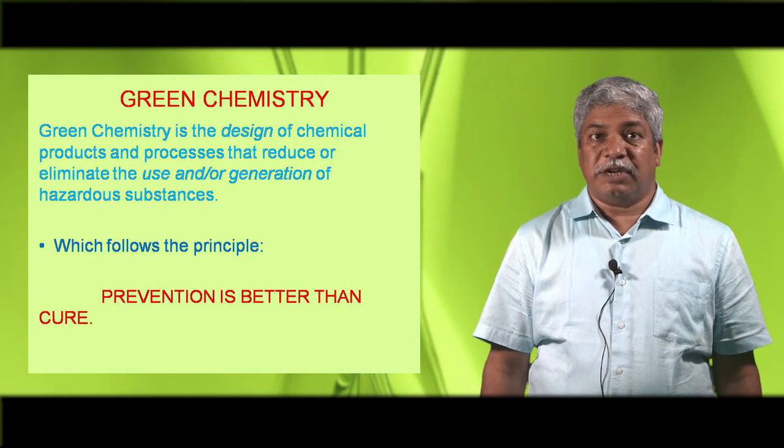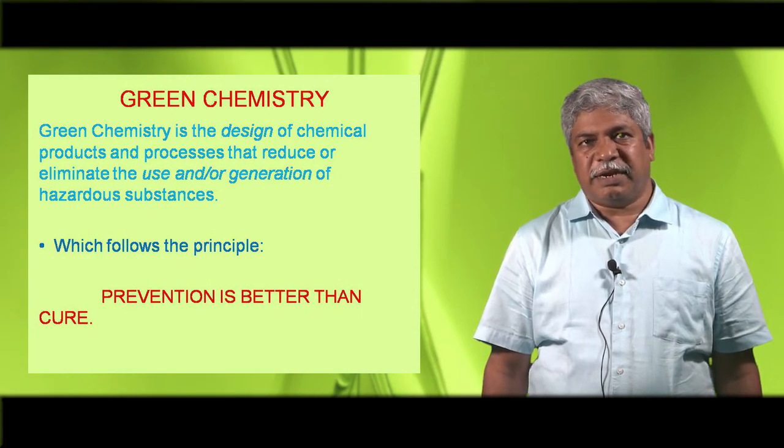So to meet the demands of modern civilization, we need various types of chemical products. And to make those products, we need a variety of chemical industries. These very often lead to the formation of hazardous substances, and sometimes we are forced to use hazardous substances. So to prevent or minimize the formation of those hazardous substances, chemists are required to invent novel technologies. So this need has inspired the generation of a new branch of chemistry called green chemistry. It follows the principle: prevention is better than cure.